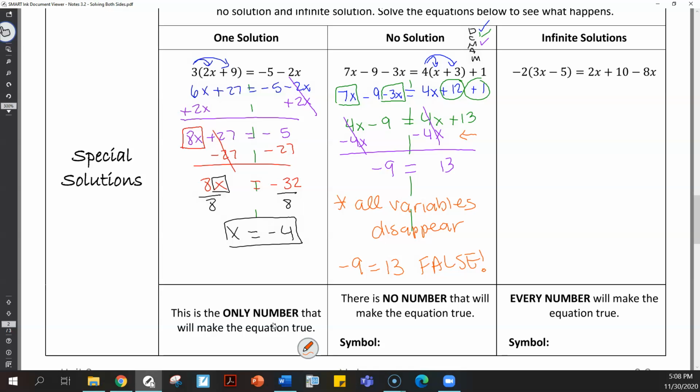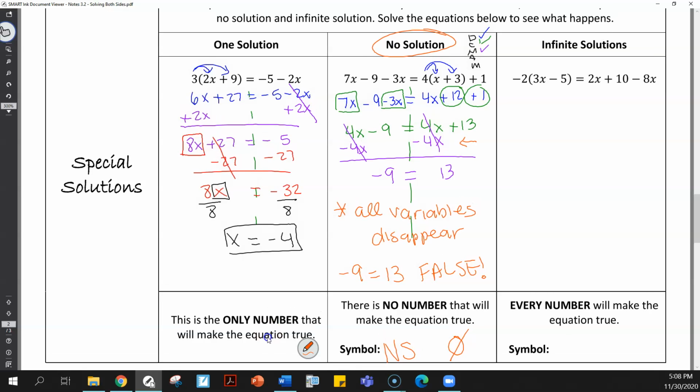So if all your variables disappear and you end up with a false statement like negative 9 equals 13, your answer is not x equals negative 4. It's not x equals whatever. When all of your variables disappear and you get a false equation, your answer is no solution. You can write NS. You can do the null set. It's a circle with a little slash through it. I don't care. But you have to tell me that there is no solution for this problem.